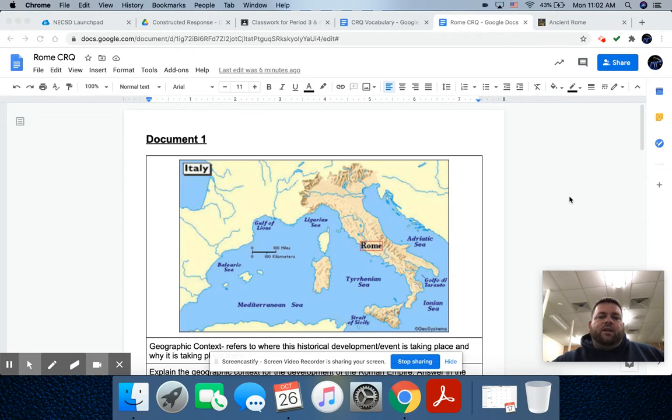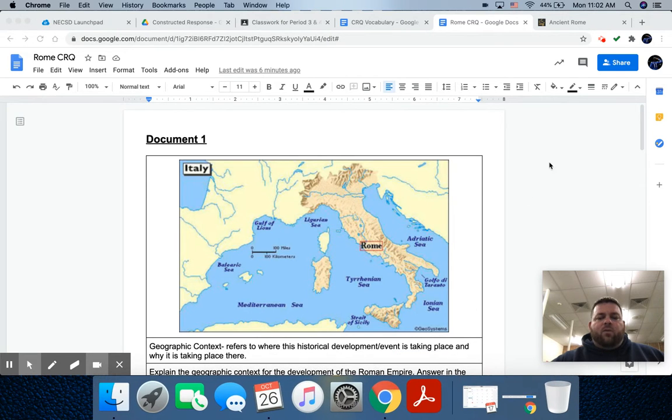CRQs are written for a particular topic. For example, we're finishing up the Roman Empire, so this particular CRQ is written for the Roman Empire. I created it from scratch. This doesn't exist anywhere else. Basically, a CRQ is a series of documents, and you have to answer questions about the individual documents and then answer one question about the documents as a set. I will go over with you exactly how that works.